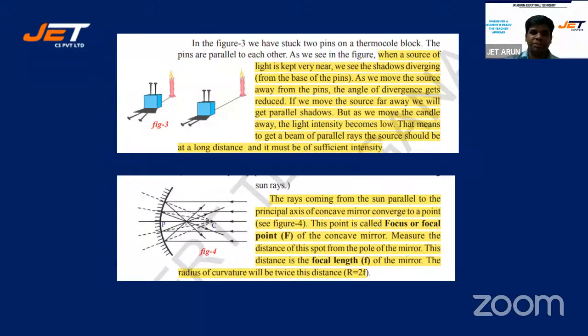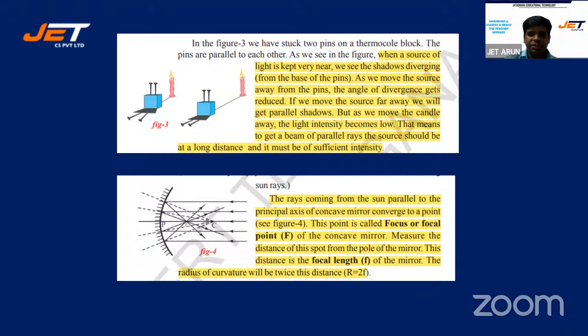All right. Now let's look at this one, students. How does the shadow behave? When you have an object and a source, how does the shadow behave? When the source of light is kept very near, we see the shadows diverging from the base of the pins. We have got two pins as an object whose shadow we are observing. As we move the source away from the pins, the angle of divergence gets reduced. If we move the source far away, we'll get parallel shadows. But as we move the candle away, the light intensity becomes lower and lower. That means to get a parallel beam of light, source should be at a long distance and it must be of sufficient intensity.